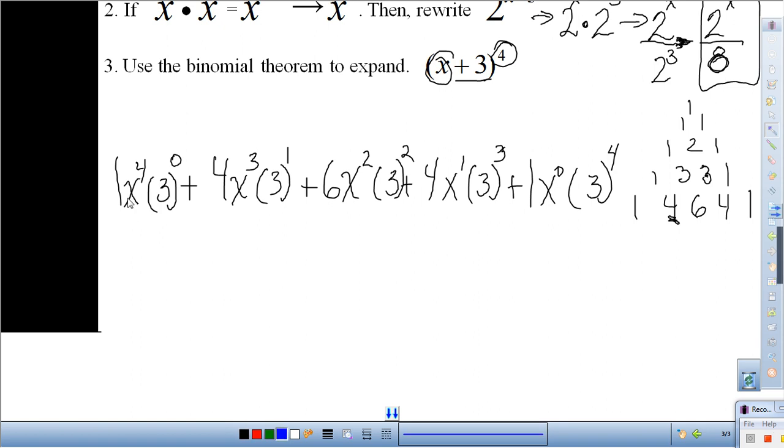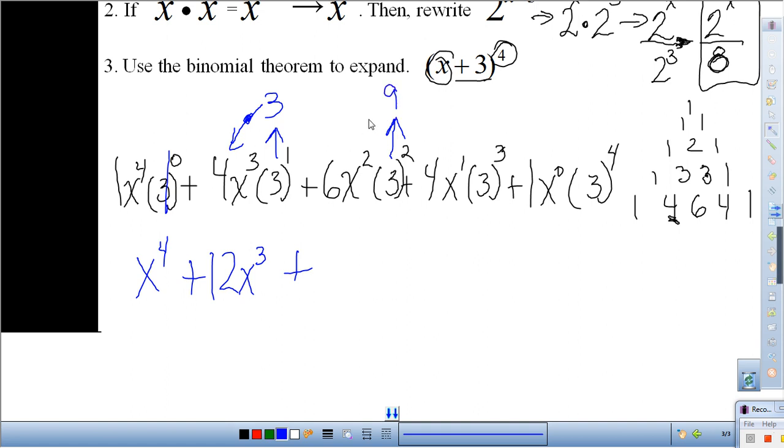Let's see. X to the 4th. 3 to the 0 is 1. What is 1 times 1? 1. Do we need to write it? No. Plus. What is 3 to the 1st? 3. We multiply that times that. What is 3 times 4? 12. X to the 3rd. Plus. What is 3 to the 2nd? 9. Multiply that times 6. What is 9 times 6? 54. Bring down the x to the 2nd.